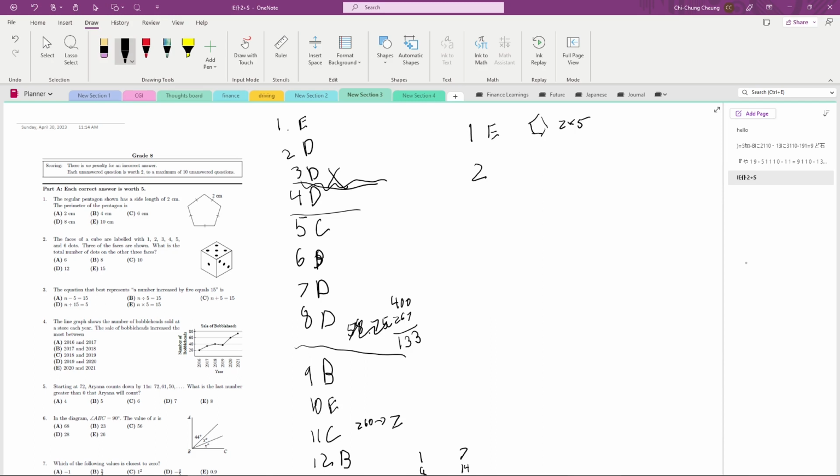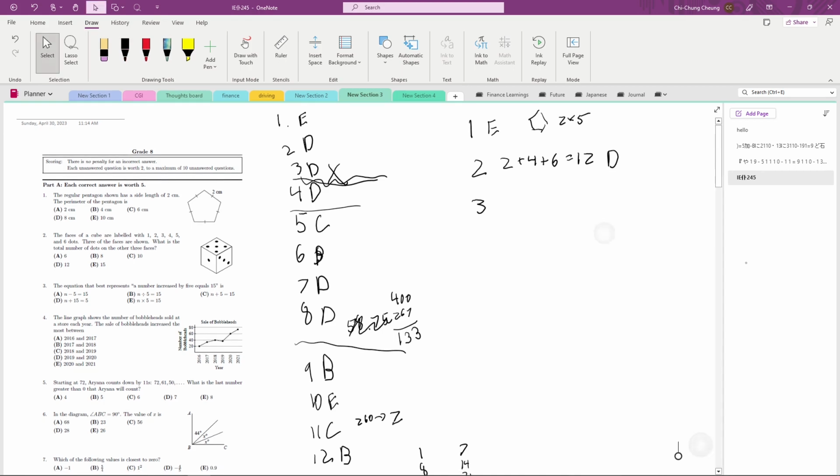Next, the face of cubes is that 3 of the faces are shown. What is the total number of dots on the other 3 faces? Well, the other 3 faces is 2 plus 4 plus 6, which is 12, which is D.